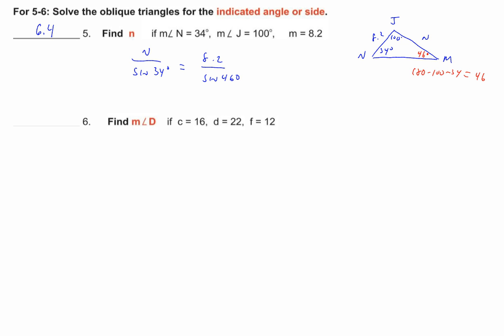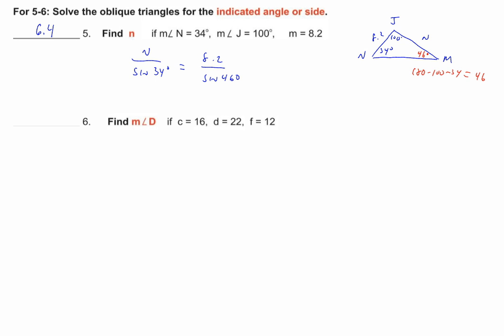And so hopefully you drew the triangle. Hopefully then you decided, what am I going to use? You said, oh, I can't use law of cosines. Oh, I can get that third angle because 3 angles of a triangle is 180. Now I can use law of sines. N over sine of 34 equals 8.2 over sine of 46. 6.4. Anybody else get that?